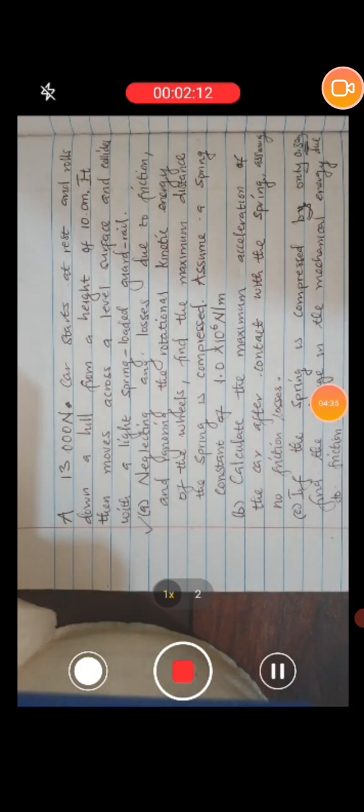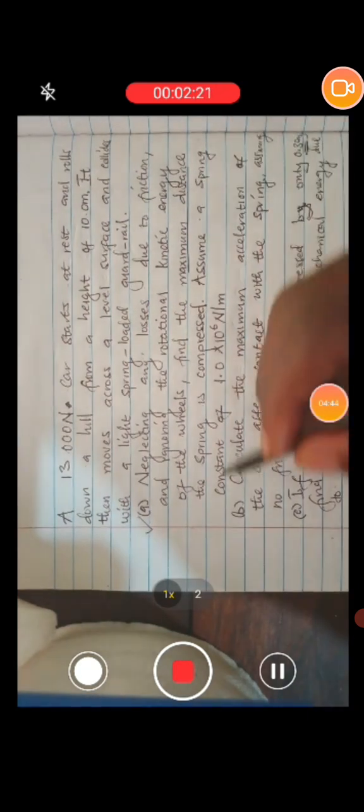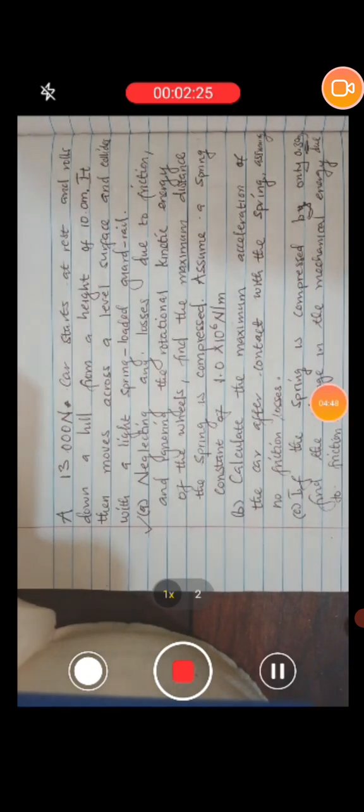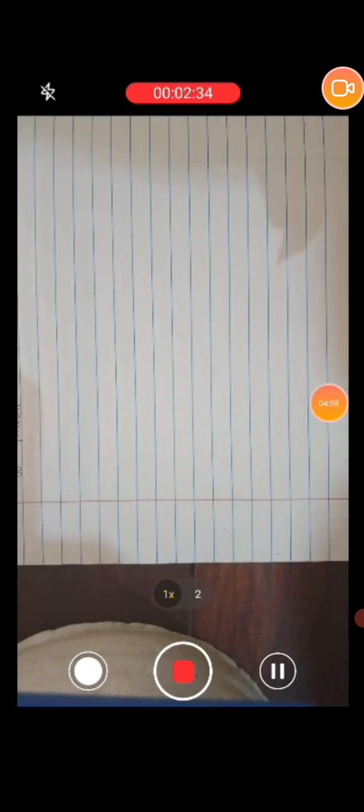So I'm going to start by solving now the first one, which we are going to calculate now the maximum distance the spring is compressed. So first thing we are going to do is to write down the data. So what do we have?